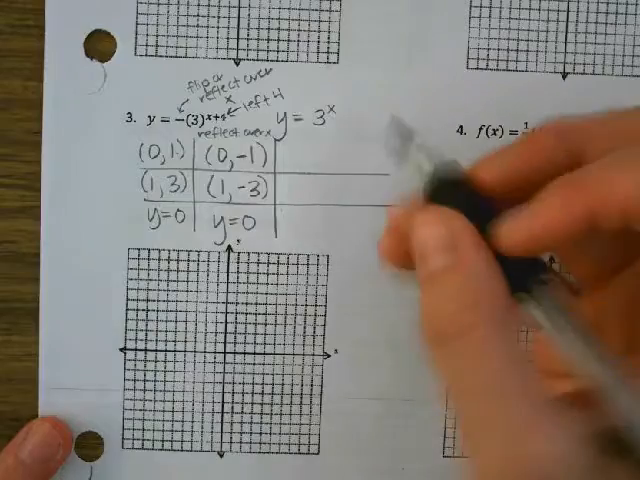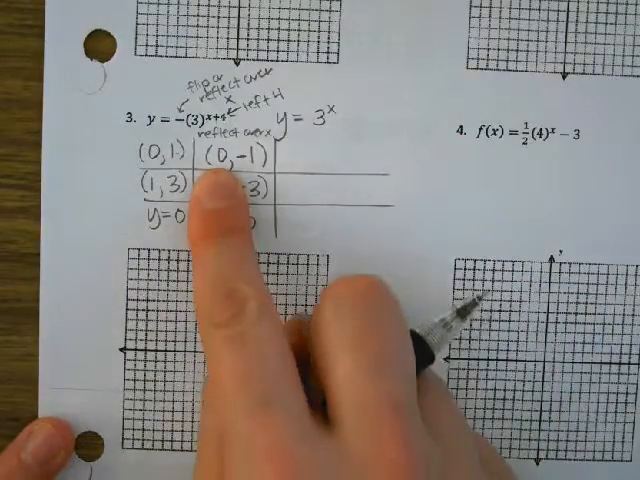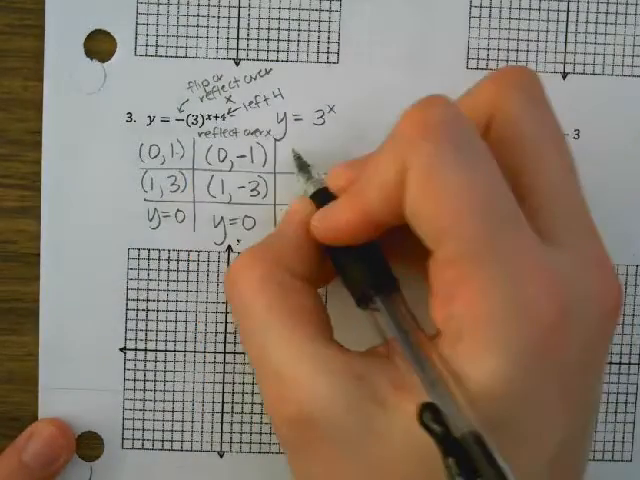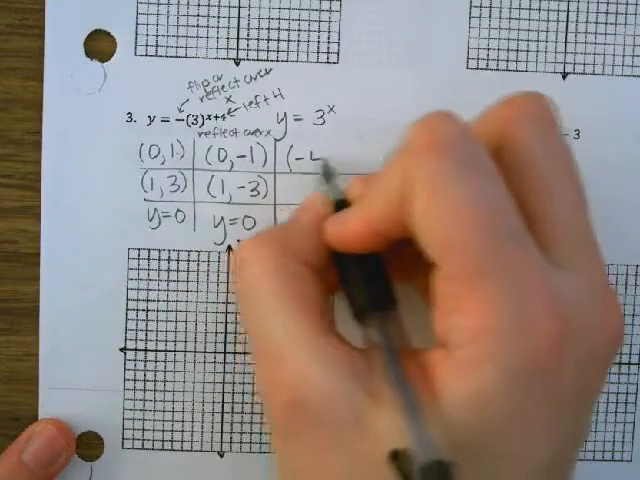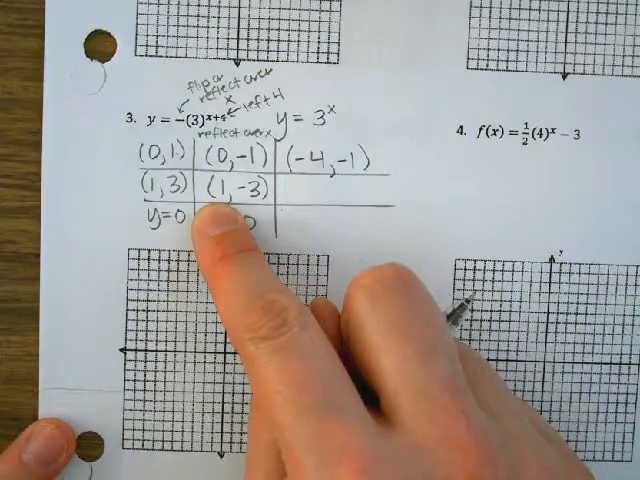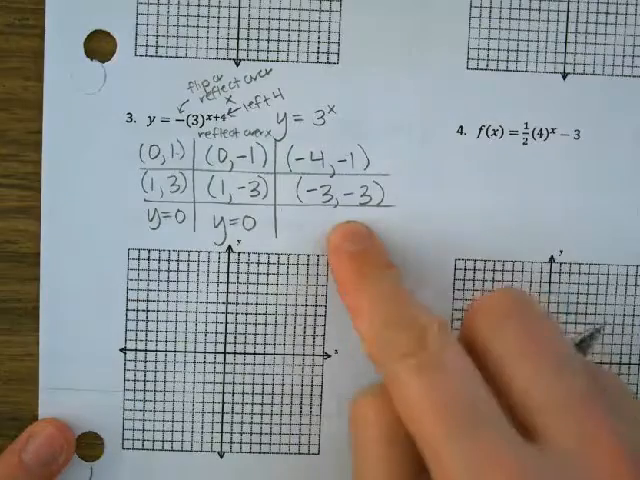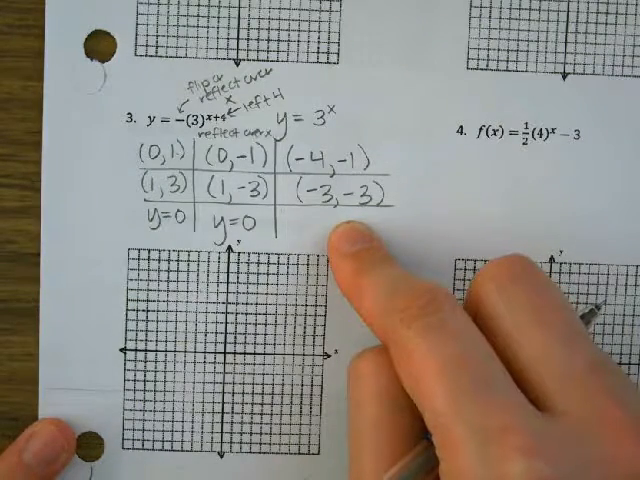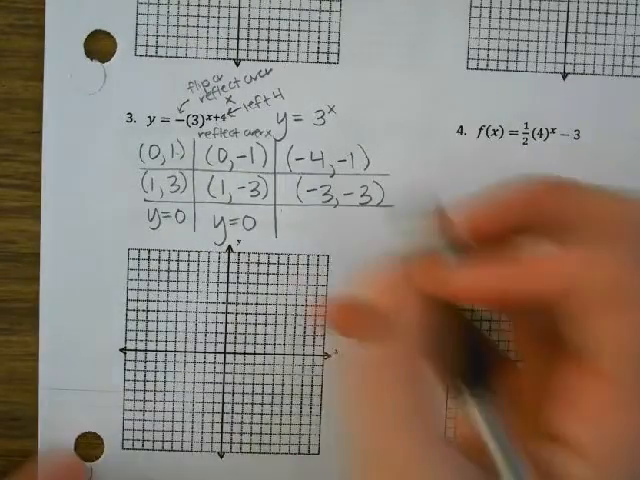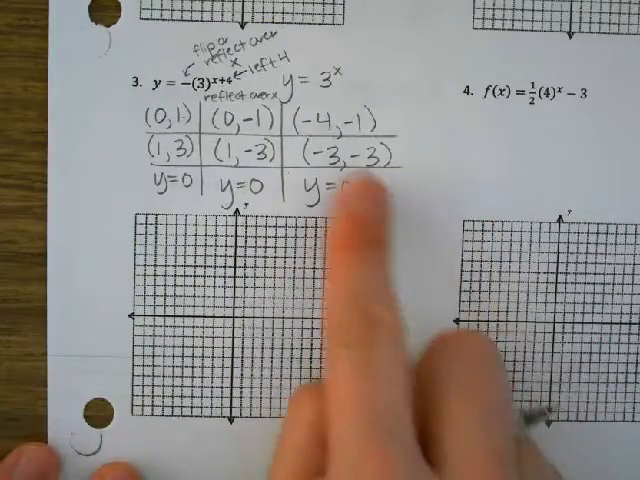All right, and then now we have to take the graph and move it to the left 4. So what happens to your x-coordinate? Subtract 4. So 0 subtract 4, we got -4 and -1. 1 subtract 4, we got -3, -3. If we take a horizontal line and move it to the left 4, does it actually change it? No, so it's still the same.